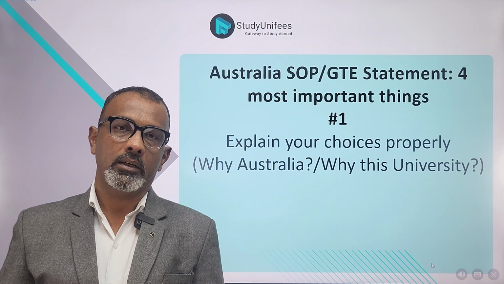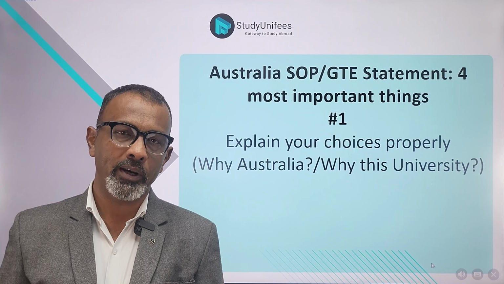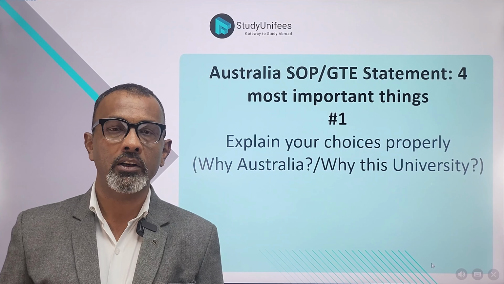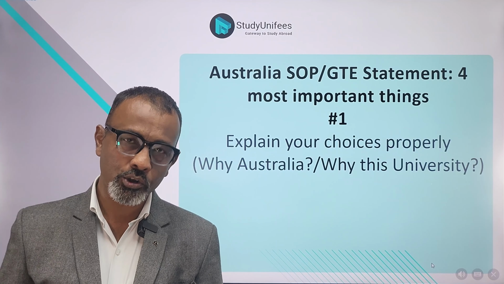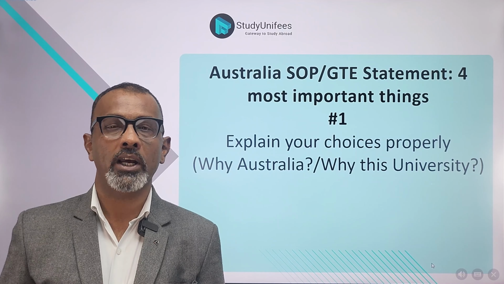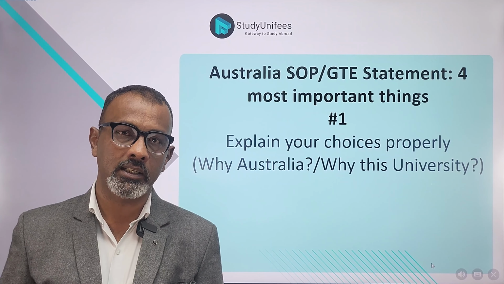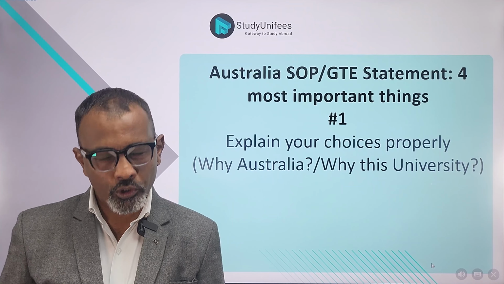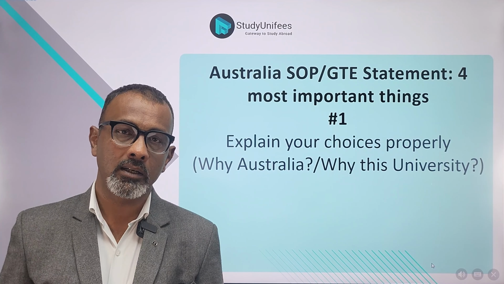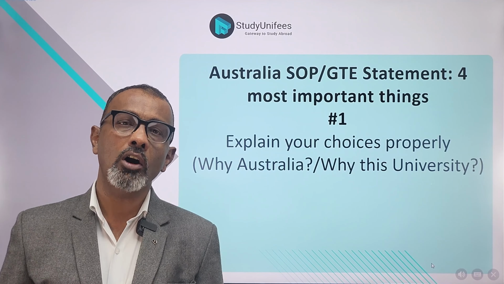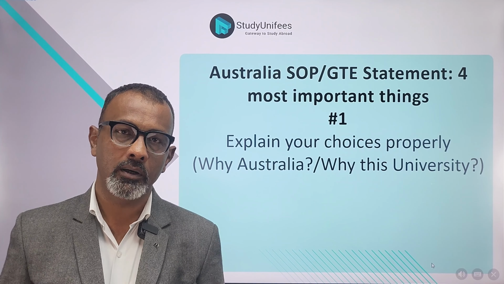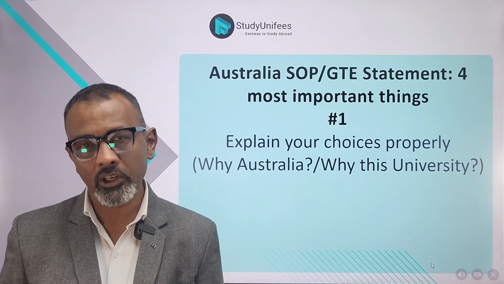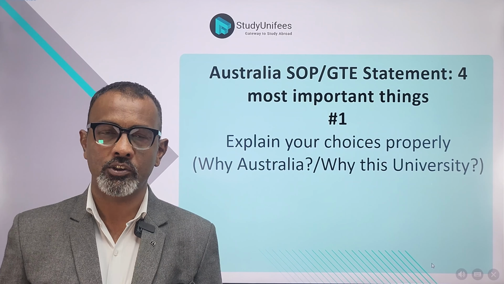Most importantly, you should be able to explain your choices clearly. Why you have chosen to study in Australia, and also why you have chosen to study at a particular university. These are all choices that you have made. You should be able to articulate the fact that you have taken advantage of a whole lot of information, that you have done a whole lot of research on destinations and universities before you made these choices.